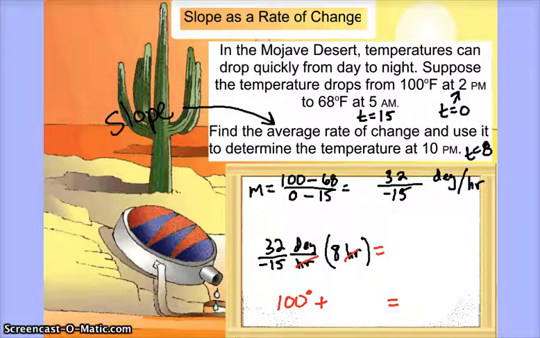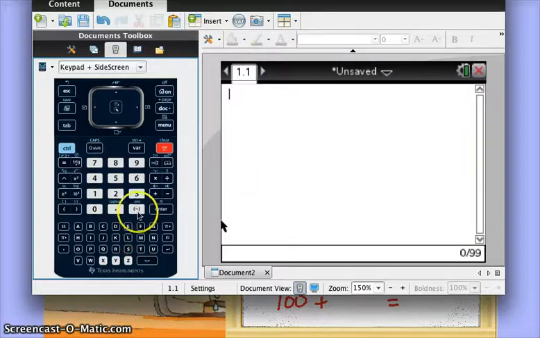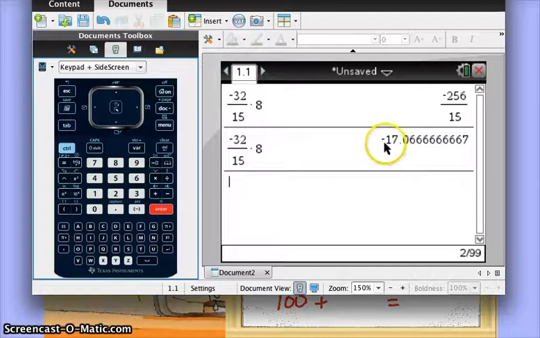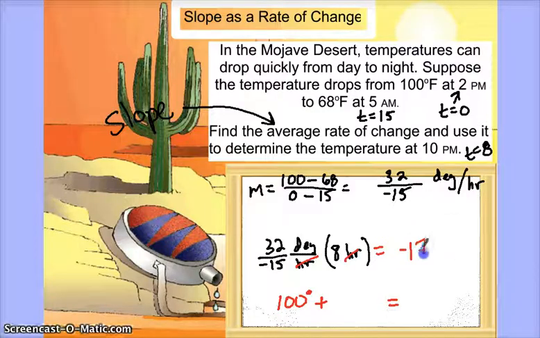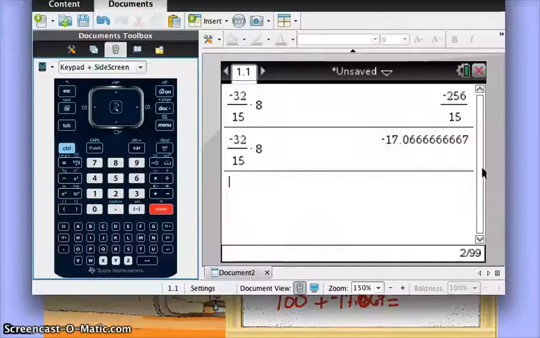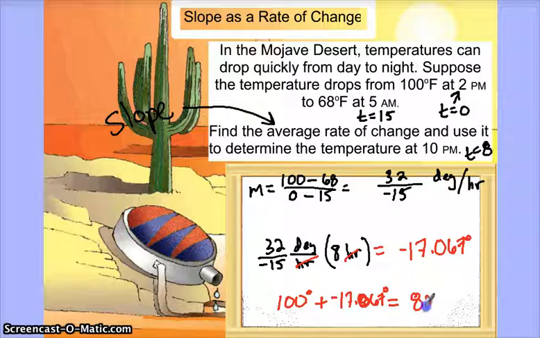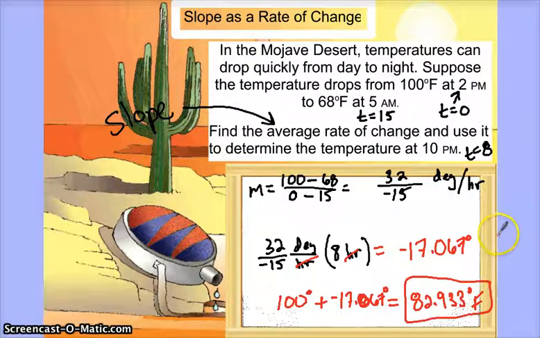So let's go ahead and pop our calculator out here. So negative 32/15 times 8 hours, and actually we better go ahead and find that in decimal here, negative 17.067 degrees, and then if we take that and add it on to our 100 degrees, add on 100, we will find out that we're going to be about 82.933 degrees Fahrenheit. And there you go.